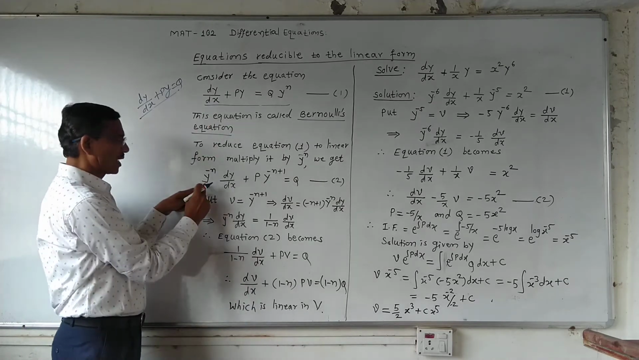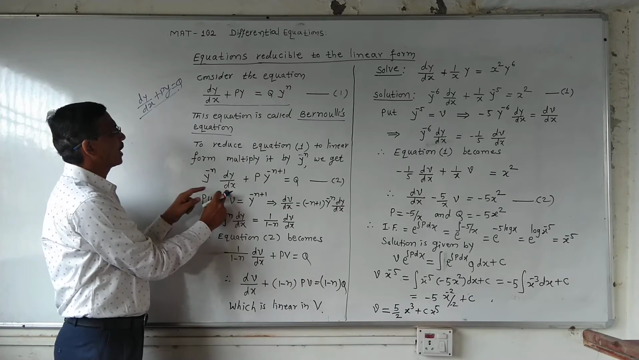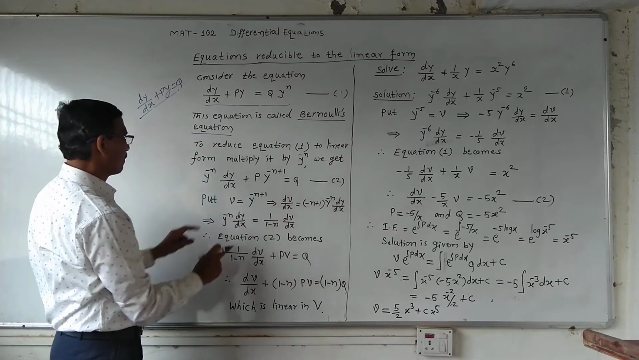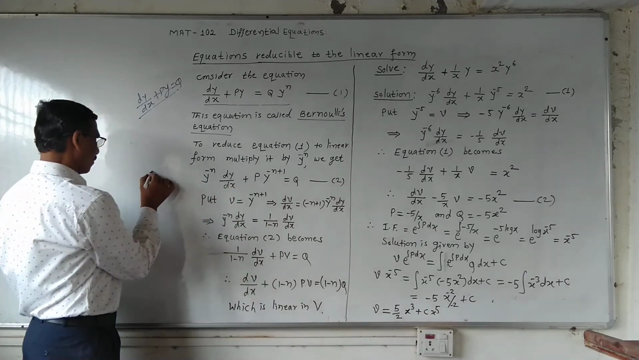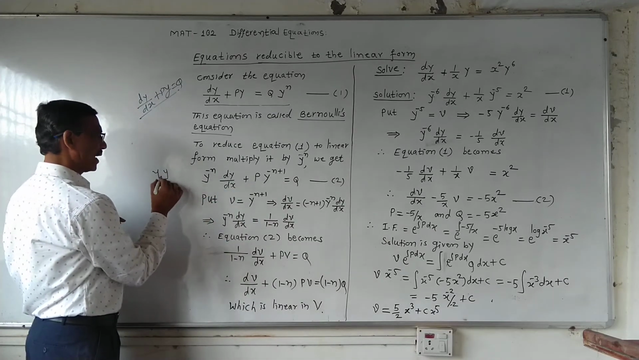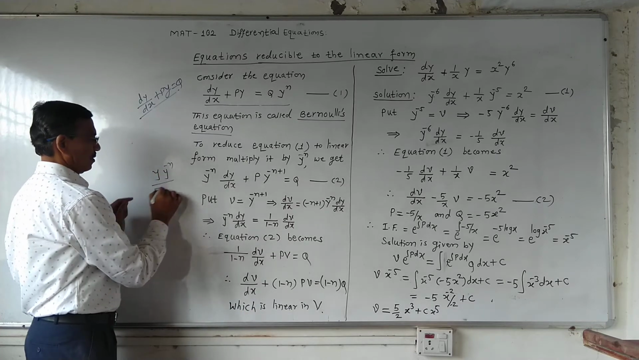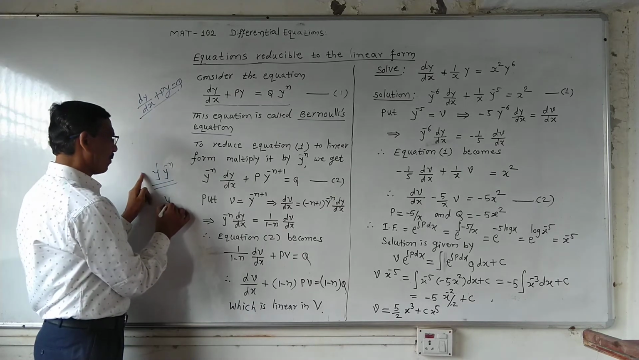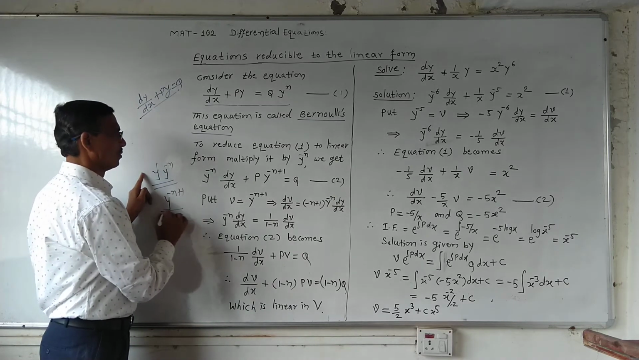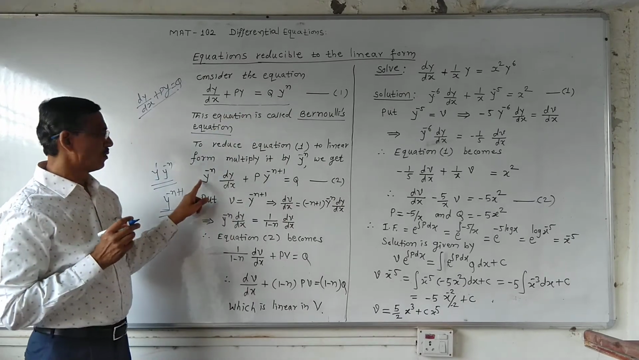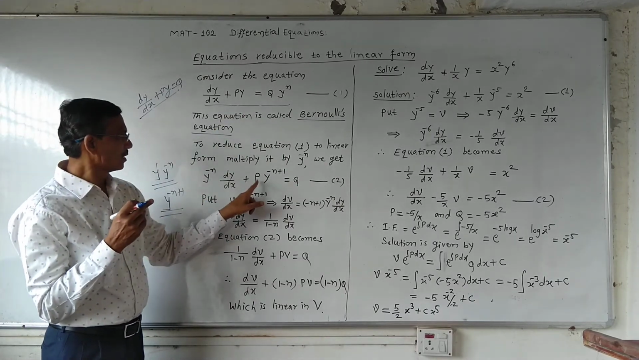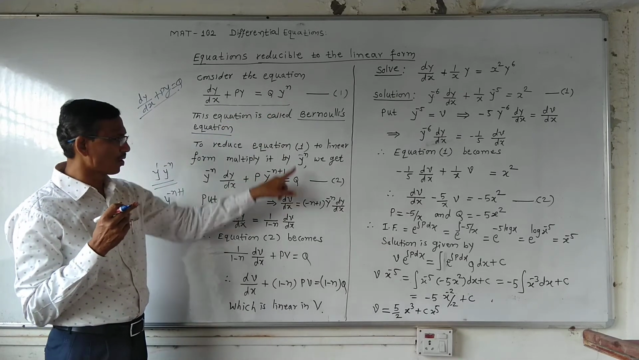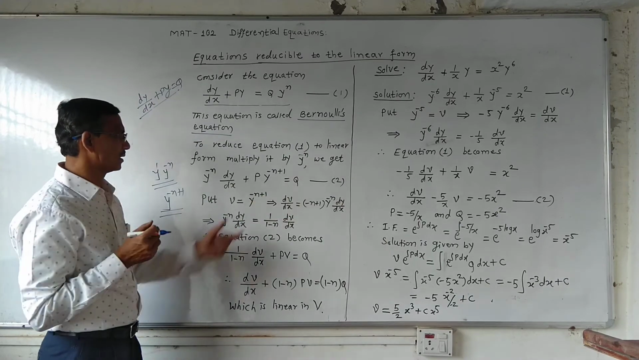Therefore this equation becomes y raised to minus n dy by dx plus py into y raised to minus n. What is y into y raised to minus n? It will become y raised to minus n plus 1. That is, p y raised to minus n plus 1 is equal to q, because we are dividing by y raised to n.